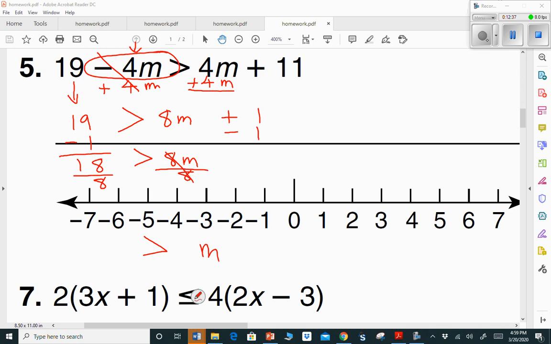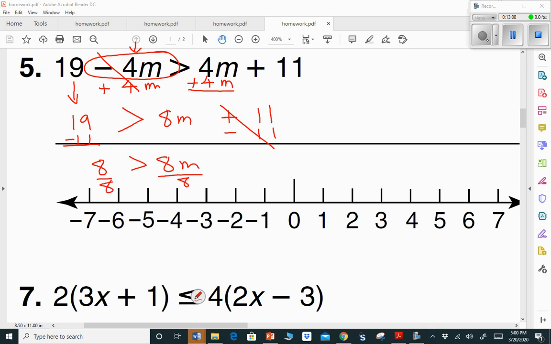Oh, I put 1 instead of 11. Sorry about that, guys. I'm going to have to go back and fix that. I did that on purpose so that you would see that everybody makes mistakes in math. No, I did not do that on purpose. You know that. We have to subtract 11 from both sides. And that's going to get us down to 8 here, which will give us a nice even answer. Divide both sides by 8. We got the m, we got the greater than, and we've got the 1.